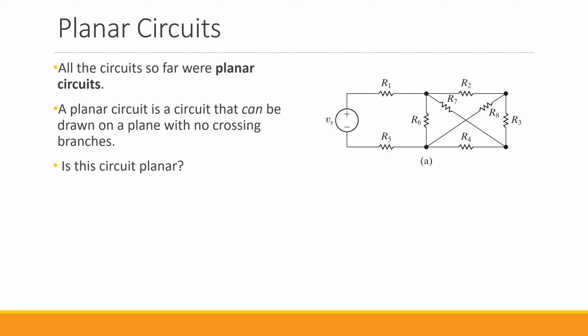A planar circuit is a circuit that can be drawn on a plane but without any crossing branches or any wires crossing over each other. So let's just take a look at one example.